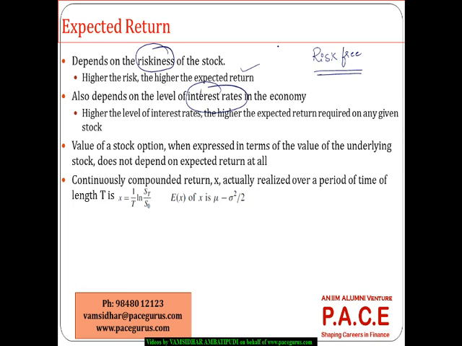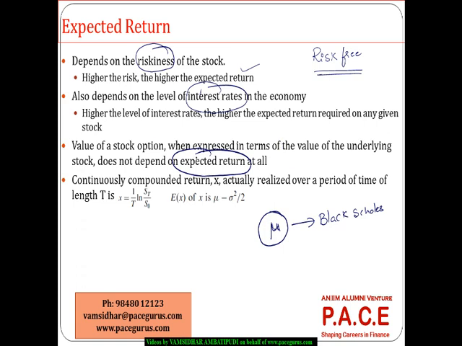So if interest rates in the economy are higher, it's a common expectation of a higher return on any given security. Now we already know that the value of a stock option, when expressed in terms of the value of the underlying, does not depend on expected return at all. We will look at the formula later, and we will not find mu in the Black-Scholes pricing formula. So the expected return does not reflect in the value of the stock option.